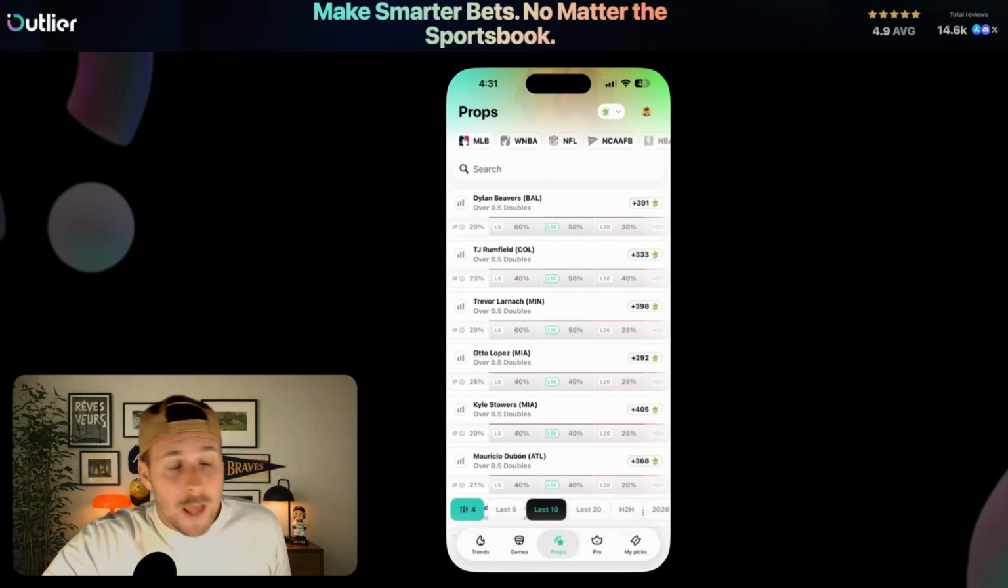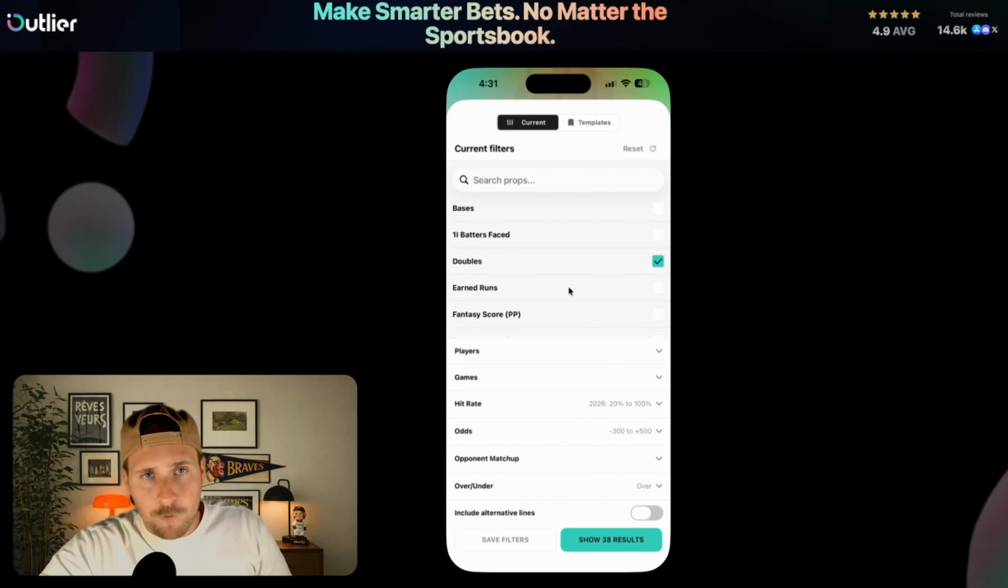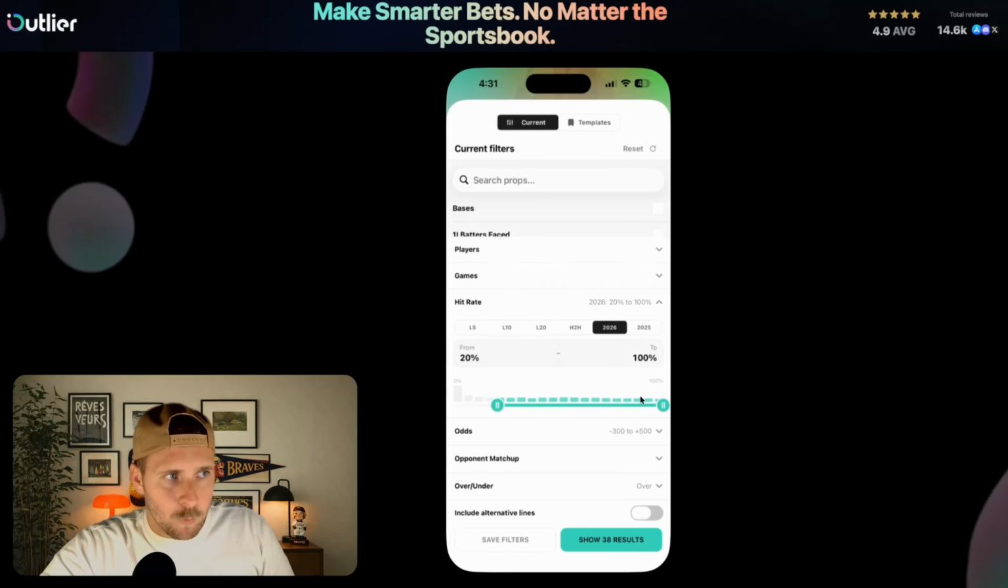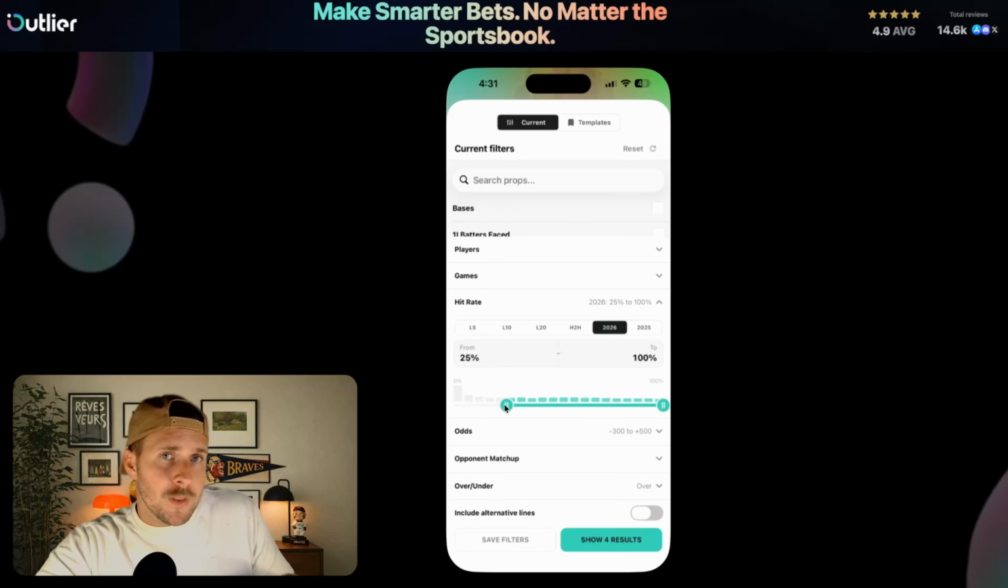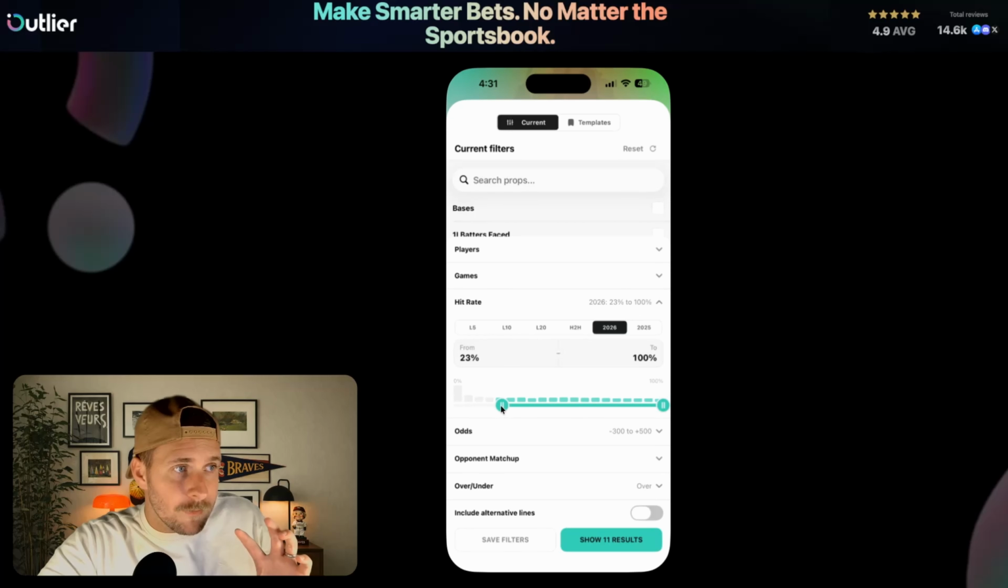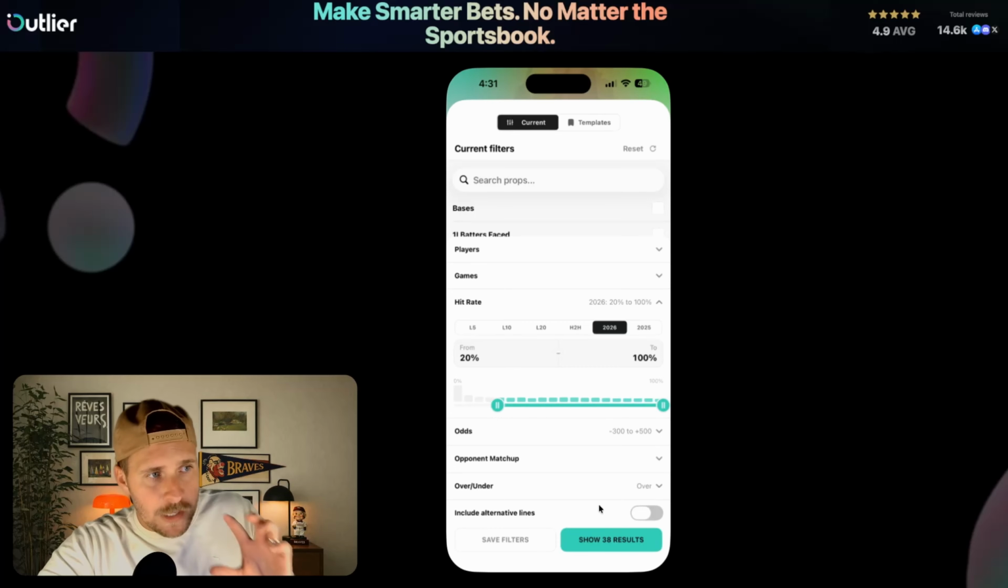And if we look here at Outlier's mobile app, all you need to do, I already have these filters set up, click this little filter button here and I'll go through everything with you. So I just have doubles selected, and then what I'm looking at is the hit rate, and what I'm looking at is the 2026 season, which is the current season. Now, doubles are not hit that often in games, so I just set that to 20%. Now, you can see that there are 38 results, so if you wanted to bump this up to a little bit higher, even 25%, you can filter that down even more, but I want to leave that at just 20%. As you can see, there are 38 results.